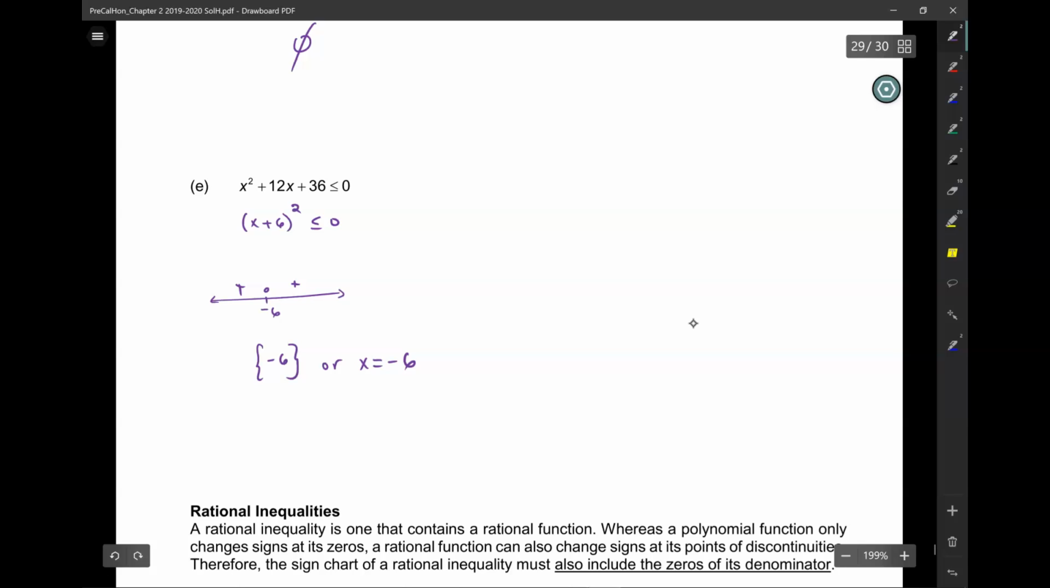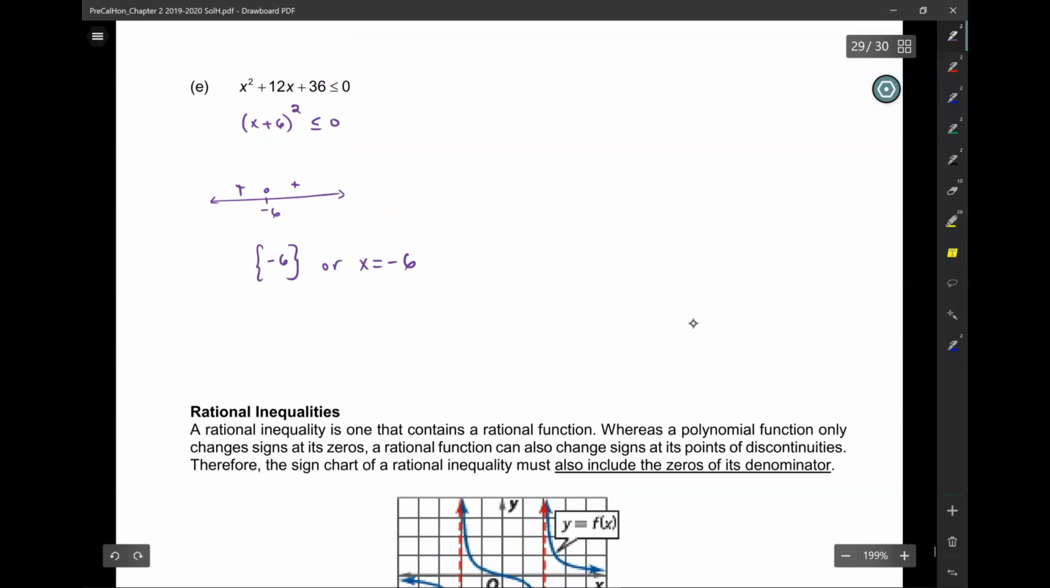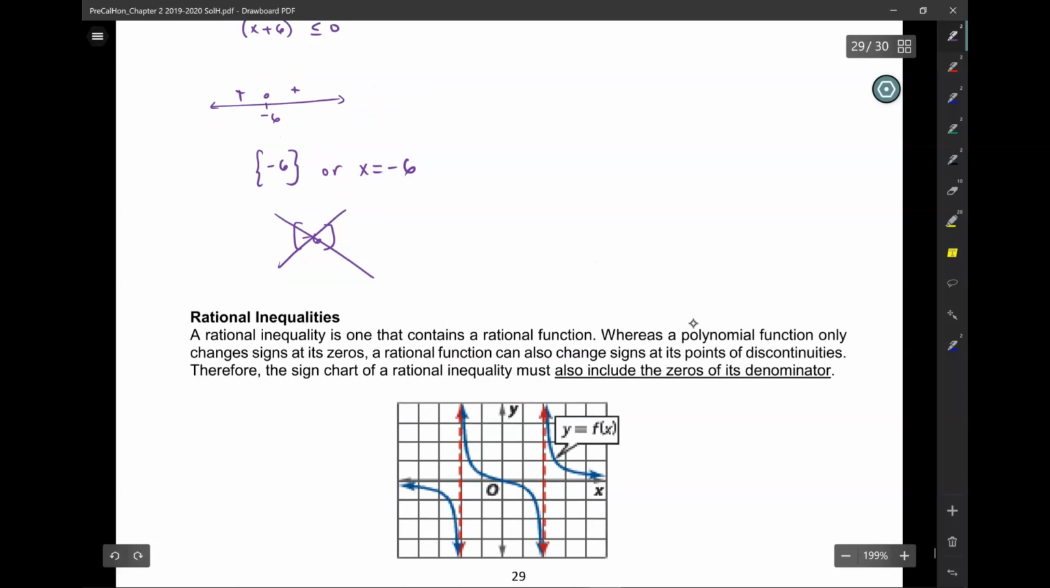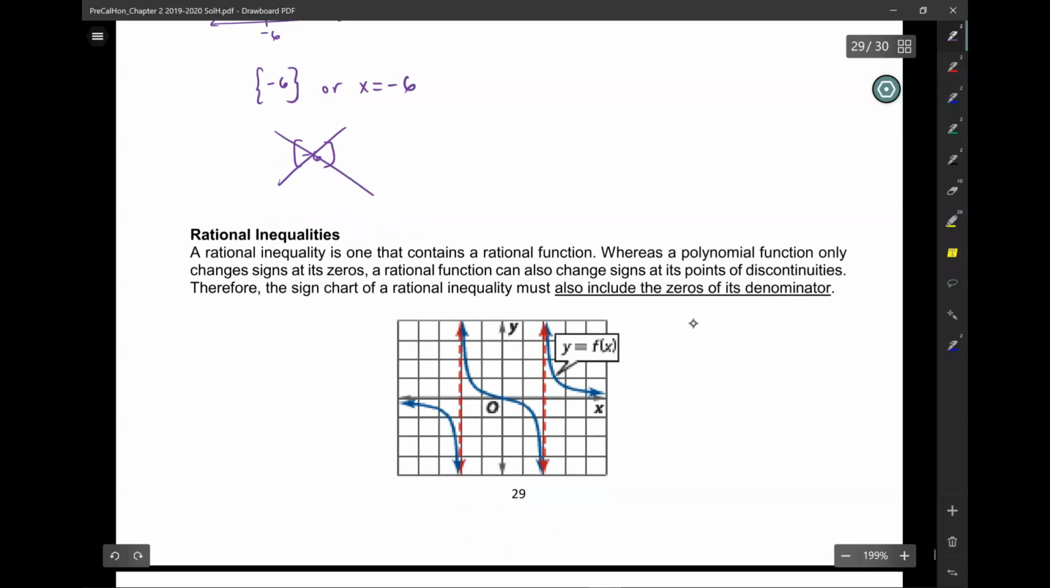Either or. This is set notation, or x equals -6. Wait, are those parentheses? It's curly brackets. Is that different than parentheses? Yes. Sometimes people do this, but this is utterly wrong. Curly brackets are the set builder notation. Okay, I've never used that. So that's wrong because it's not proper notation, even though we've been doing it like that.